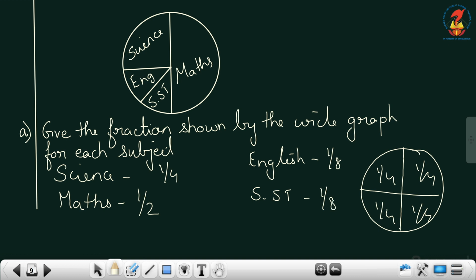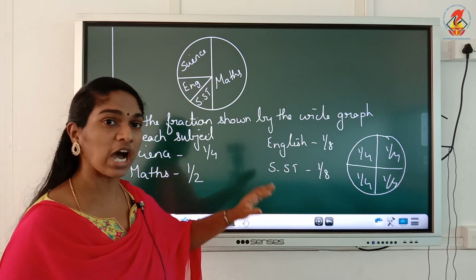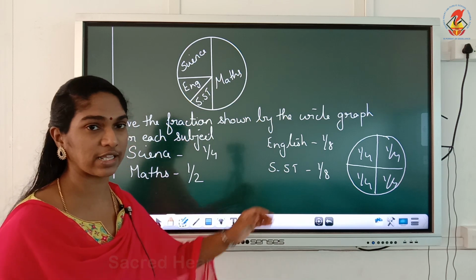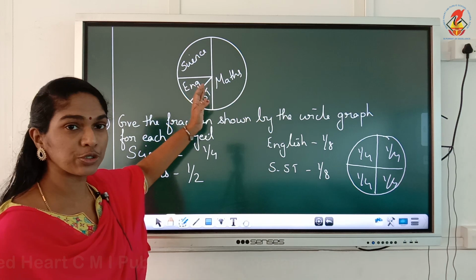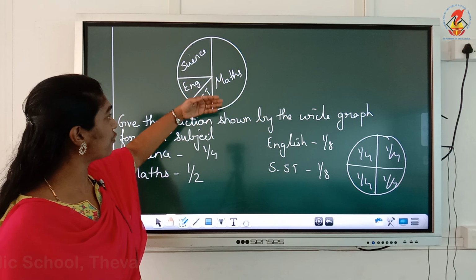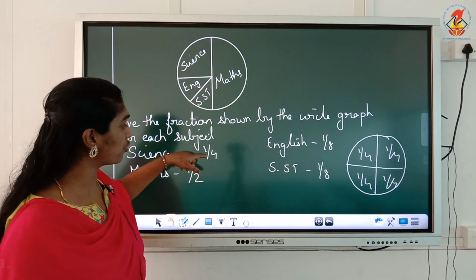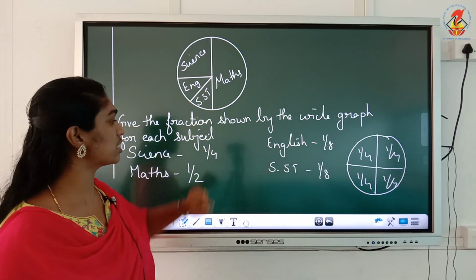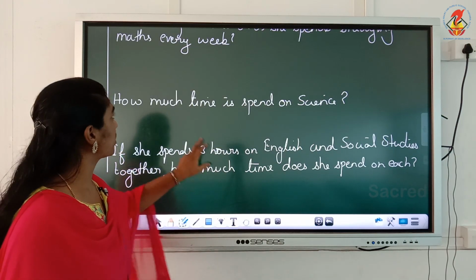Children, you will learn how you are getting this 1/8 when you learn fractions. Just keep in mind half of 1/4 is 1/8. So you can see first the circle is divided into two halves. Maths is taking 1/2. Then again half of 1/2 is 1/4. And again half of 1/4 is 1/8. So for English and social studies it is 1/8.